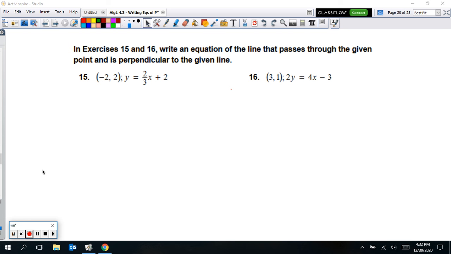Alright, so again we come to ones where we're going to write the equation of a line that passes through the given point, but this time it's perpendicular to the given line, not parallel. It's telling us perpendicular. So be very careful as you read these. Make sure you understand which word you're looking for.